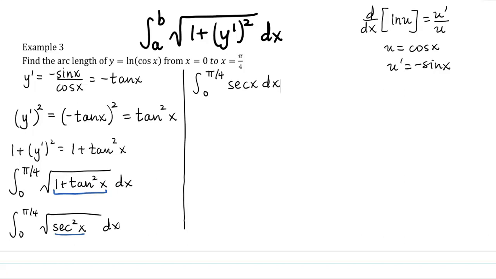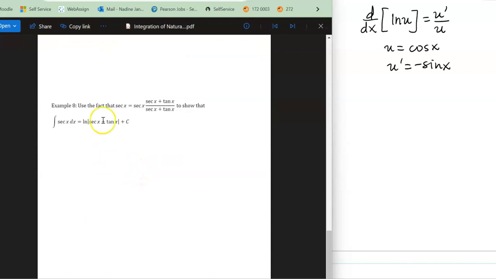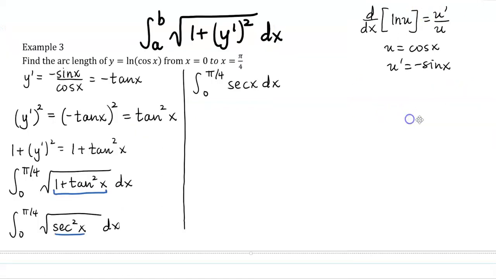Let me go find that and pull that up and show it. Okay, so it took me a while, and the numbering is off. I wonder if I can see what it is on WebAssign real quick. No, I can't. But in the lesson on integration of natural log, example 8 tells us to use the fact that secant x is equal to that. So the integral of secant x is natural log of the absolute value of secant x plus tan x plus c, an integration rule that we will know and use now because that's what we're integrating. We are now integrating secant.